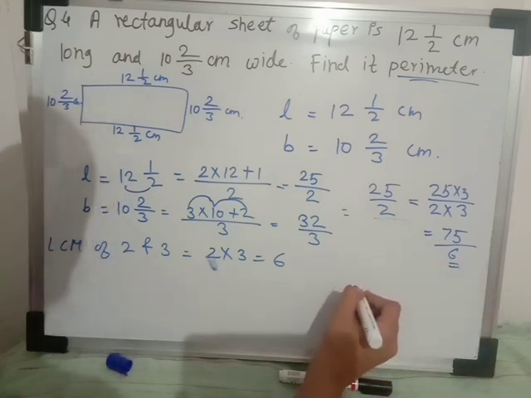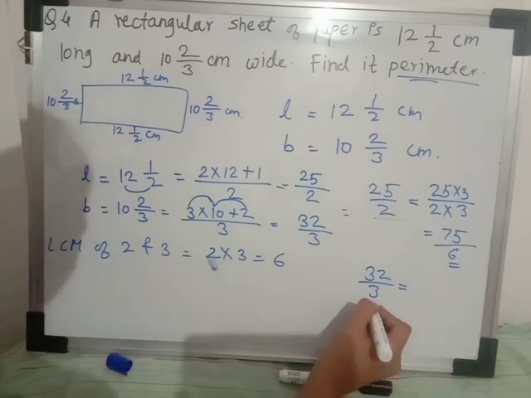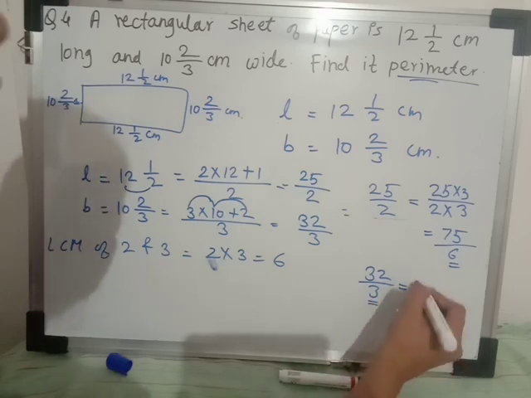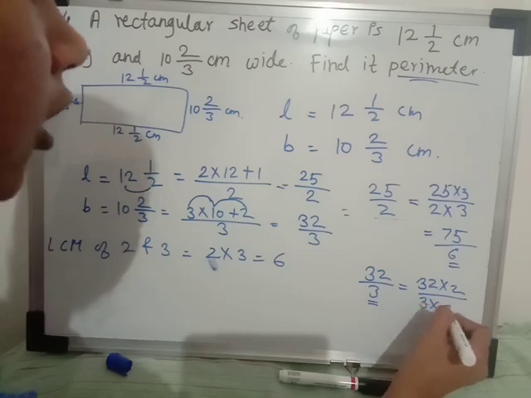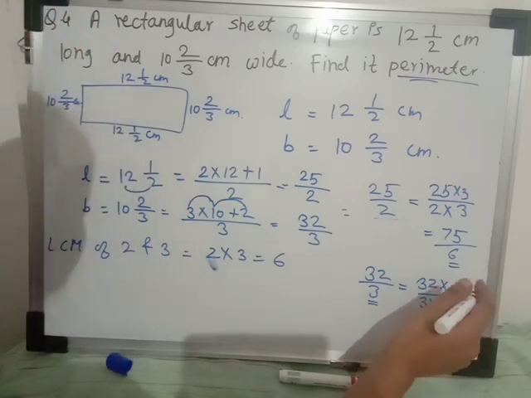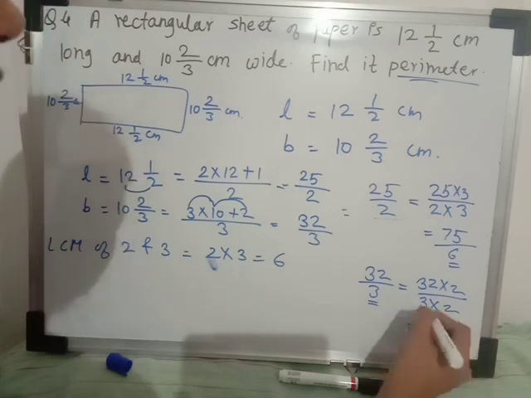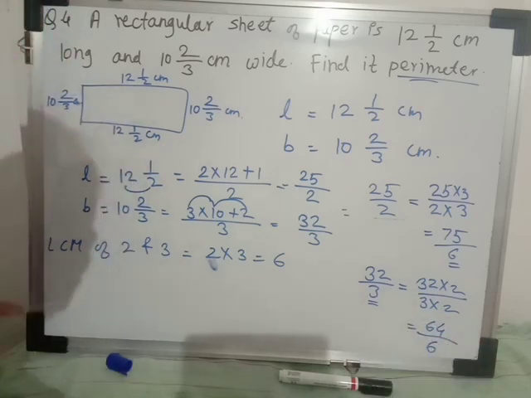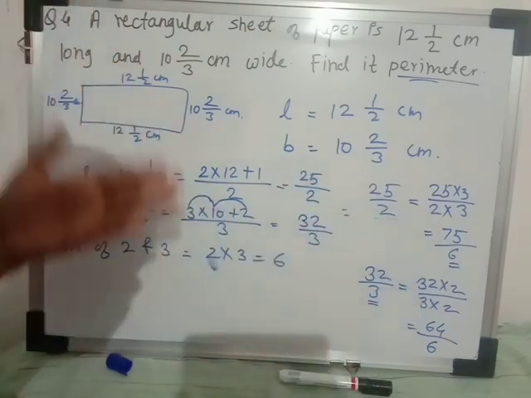Okay, our second fraction was 32 upon 3. Which number I will multiply with the 3 so that I will get 6? That is 2 only. 32 multiplied by 2 is equal to 3 upon 2. Okay, so 32 2s are 64, and 3 2s are 6. So here we got the fractions where we have made their denominator equal.